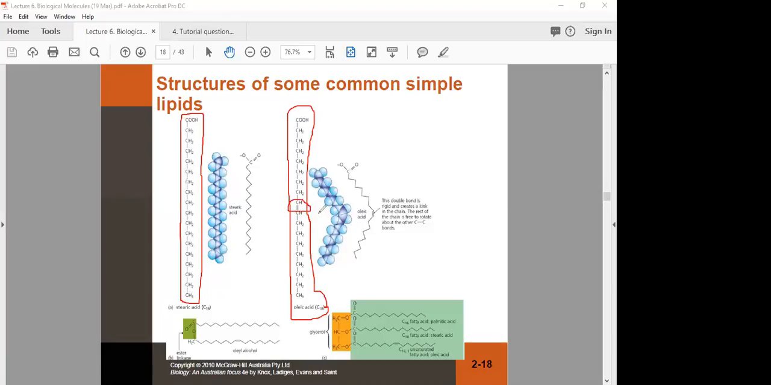All right, so this is a, yes, sorry, go on. The word saturated versus unsaturated, what does that relate to?